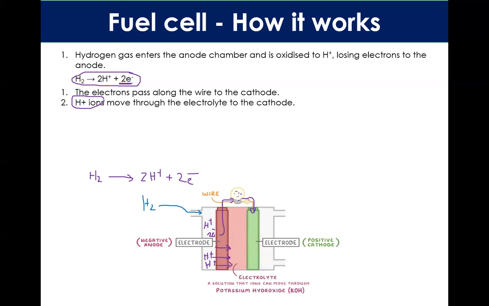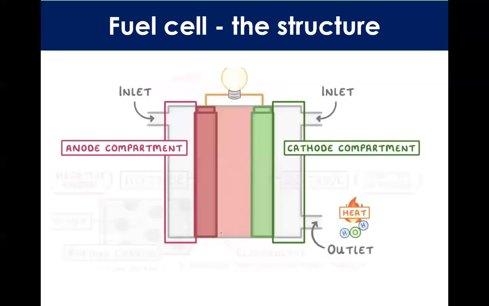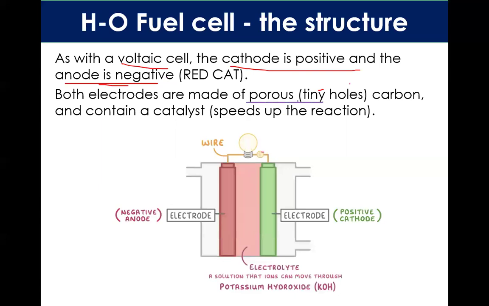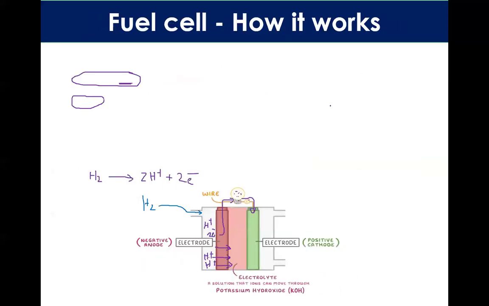And why are they moving to the other side? Because the concentration of hydrogen ions is being raised in the anodic compartment, and that's why they tend to diffuse to the other side. They will diffuse through those small holes. We talked about how both of these electrodes are made of very tiny holes. So they will move to the opposite side and pass through the electrolyte.